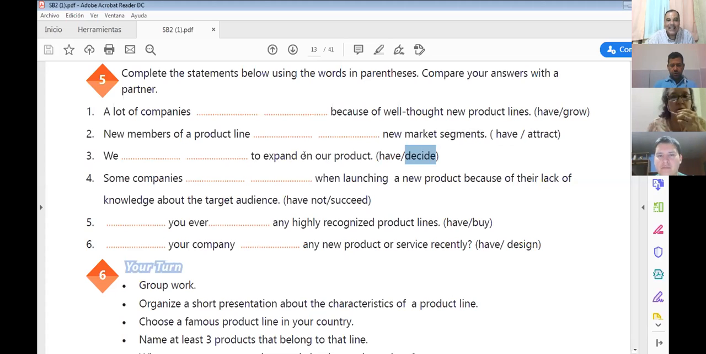We have decided to expand on our product. You see, we only add a D because it's a regular verb. We only add a D. Okay, very good. Companies, let me see. Bessie, number four. Some companies.